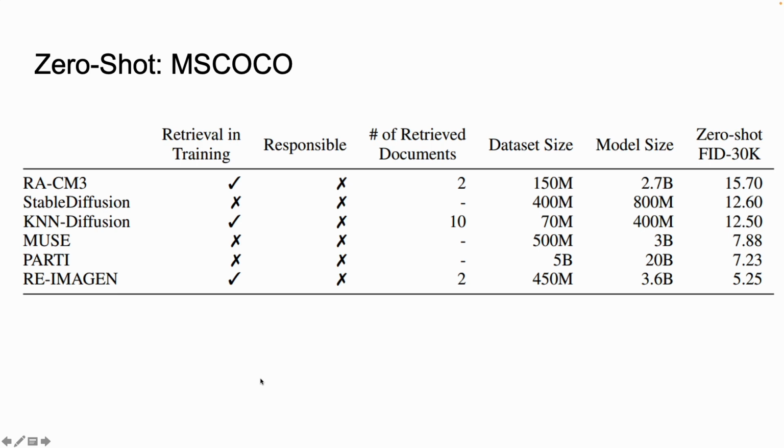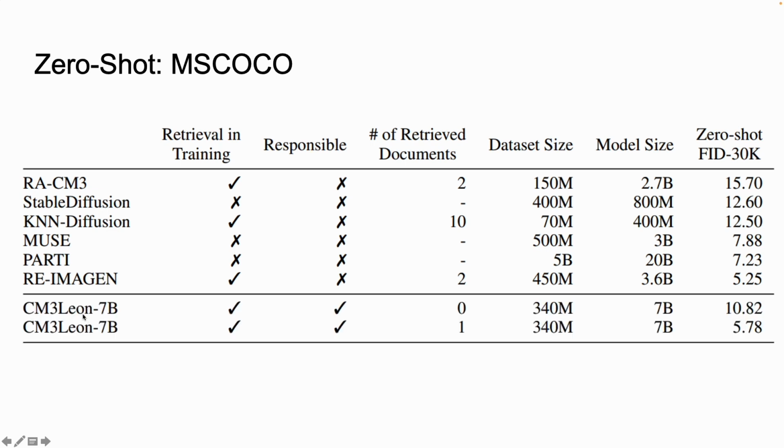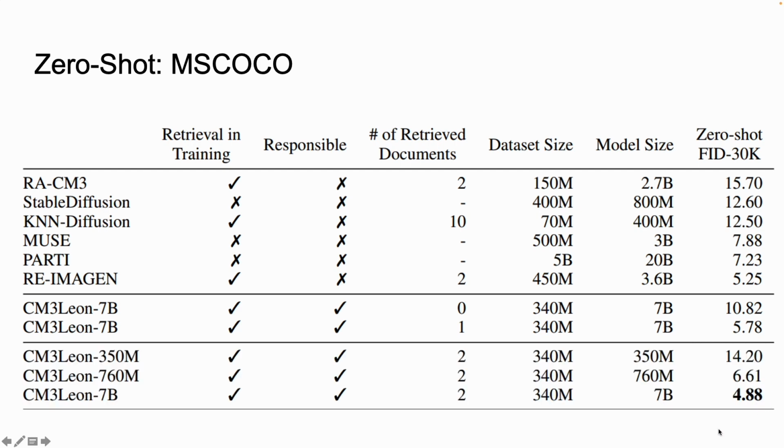Zero shot MS Coco. This table provides a comparative overview of various text to image models on zero shot MS Coco task as measured by FID metric. Chameleon 7B sets new state-of-the-art performance on the MS Coco dataset as seen by its low FID score of 4.88, indicating high image quality synthesis.